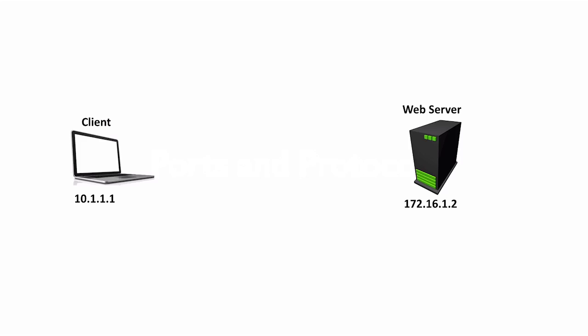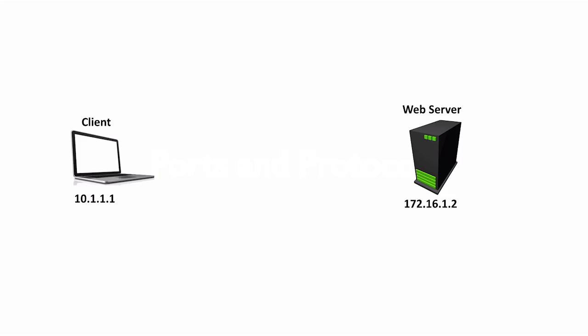But here's a question. Let's say that this client with an IP address of 10.1.1.1 is trying to communicate with this web server with an IP address of 172.16.1.2. And it's a web server, and we typically use HTTP when connecting to a web server, or HTTPS if we're securely connecting to that web server. But let's say that this web server is also an FTP server. It's also a telnet server.